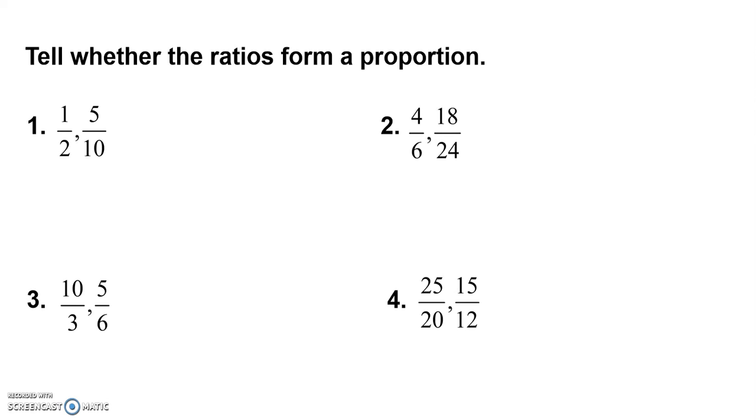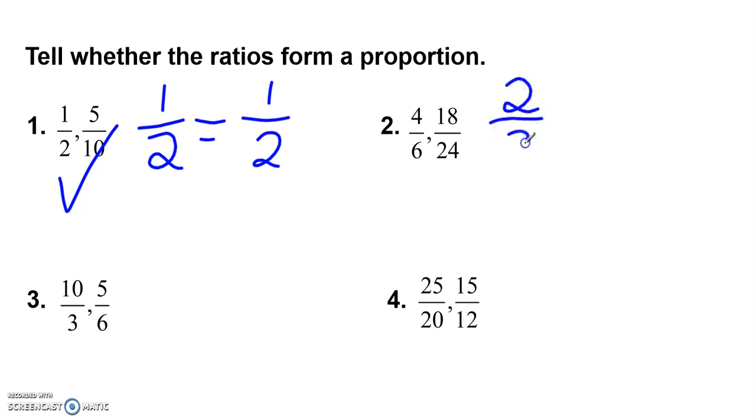Tell whether the ratios form a proportion. We have 1/2 that can't be simplified any further, and then 5 goes into 5 once, and 5 goes into 10 twice. So yes, those two are proportional. 4/6 can be simplified down to 2/3, and 18 over 24, if you divide both by 6, is 3 over 4, and those aren't proportional.